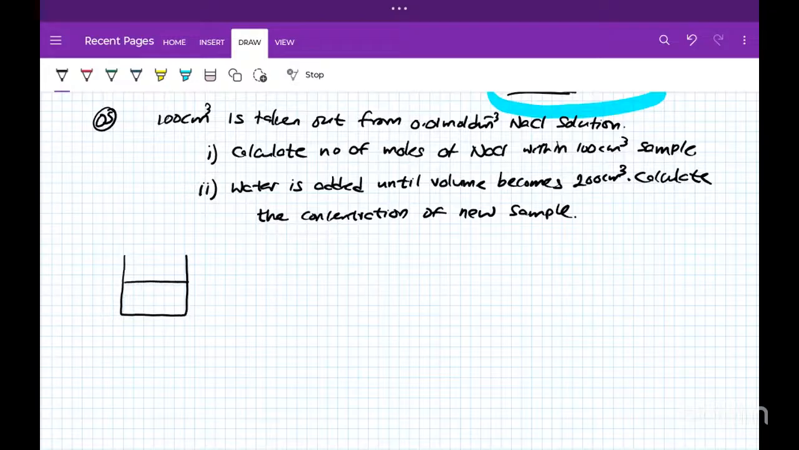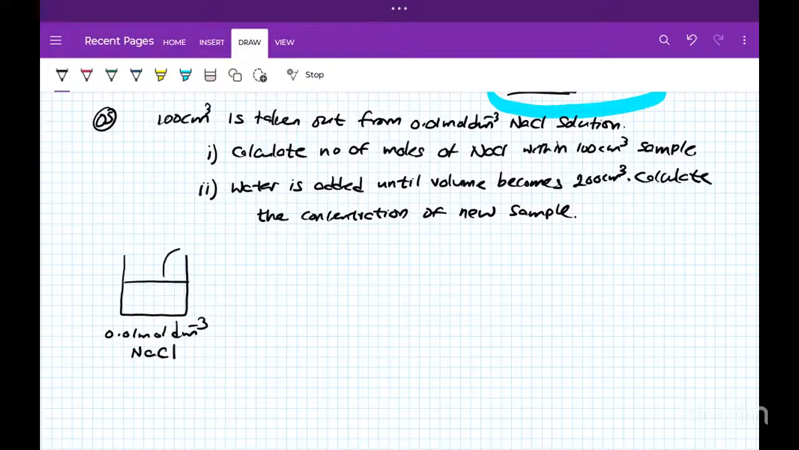Now we have an unknown amount of sample. The concentration is 0.01 moles per cubic decimeter. The idea of this one is if you take 1 cubic decimeter, there will be 0.01 moles of sodium chloride. Your answer is correct. So the concentration idea is within 1 cubic decimeter, or in other words 1000 cubic centimeters, it has 0.01 moles of sodium chloride.